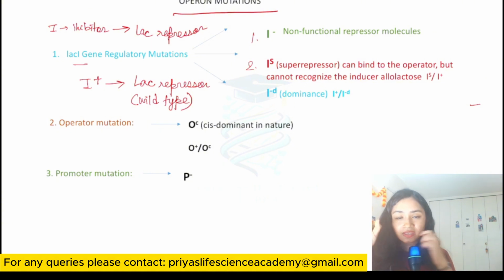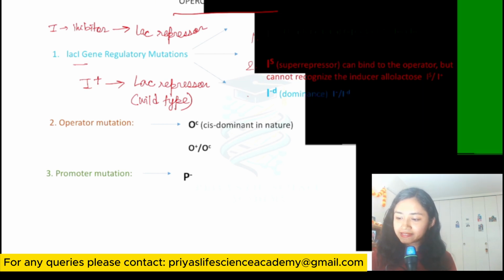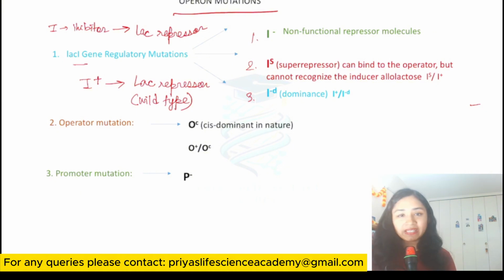Like in the normal case we have seen, when our inducer molecule, lactose, is present, it can block the inhibitor, that is the Lac repressor. But whenever there is the I^S mutation, the super repressor can't be inhibited by any kind of inducer, that is lactose. We will come to this later with an example. Now another mutation of I is I^-D, known as a dominance mutation. I^-D produces very fragile repressors which cannot work properly. We will come to this later.